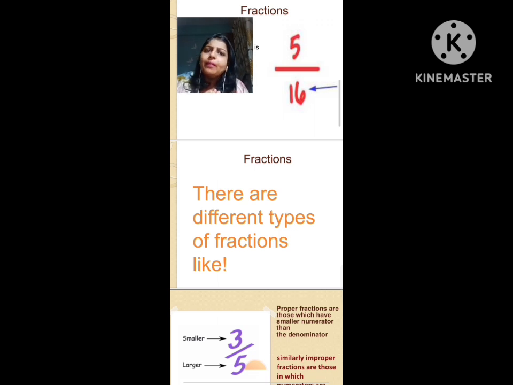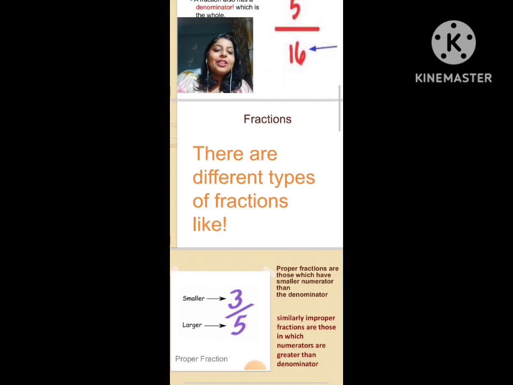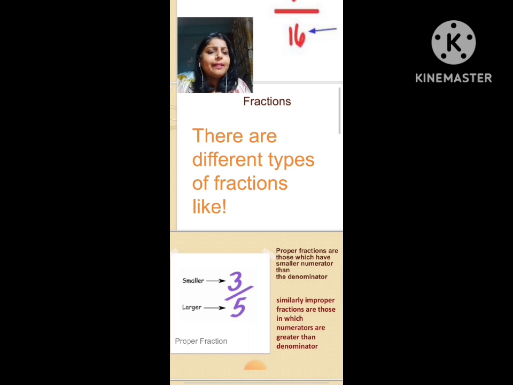Now you tell me: 2 by 5, 3 by 5, 1 by 5. Are they like fractions? Yes, very good. They are like fractions because their denominators are the same. So what are unlike fractions? Unlike fractions are those which have different denominators, like 2 by 5, 3 by 6, 9 by 16. They don't have similar denominators, so they are unlike fractions.